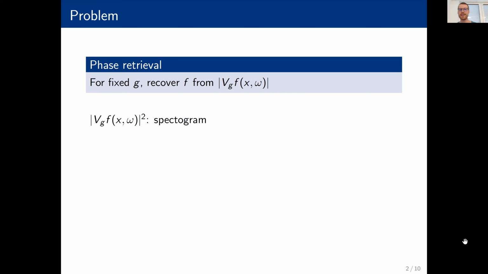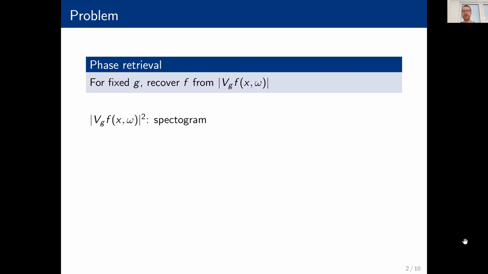The first thing that pops out at us when we are looking at this phase retrieval problem is that the STFT is, of course, linear in f. So if we multiply f by some constant, then we can pull this constant out of the V_g f.